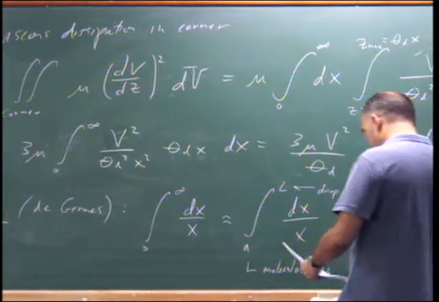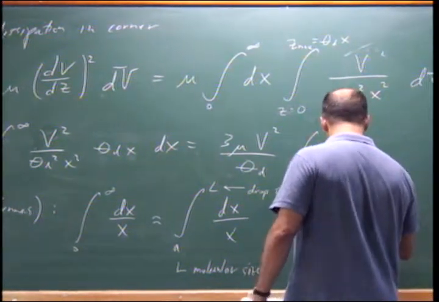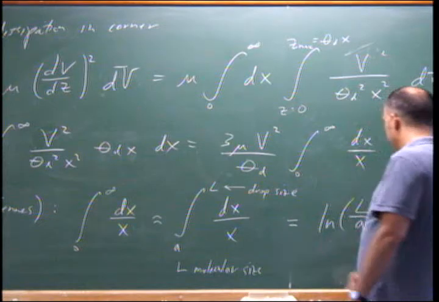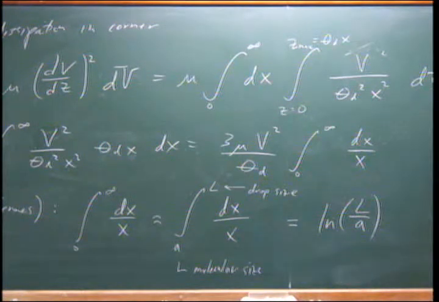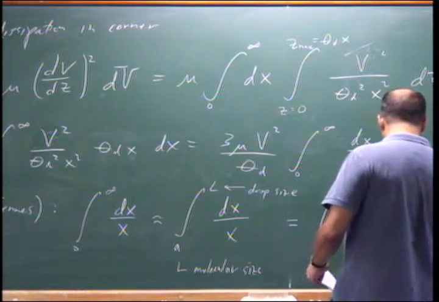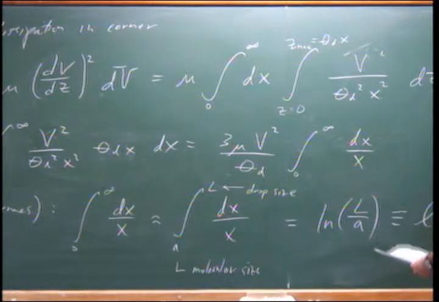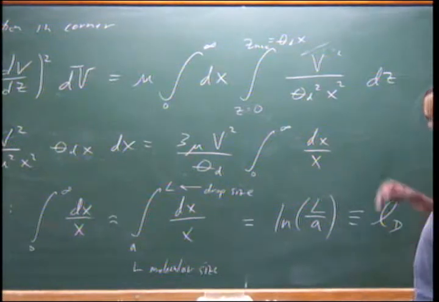Okay, so if you do that, then you get this is equal to ln of L over A. And this we'll define as L sub de Gennes. And so this seems to work.